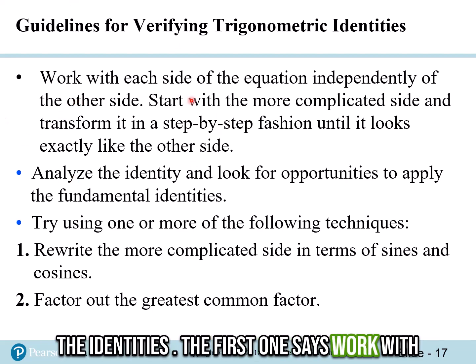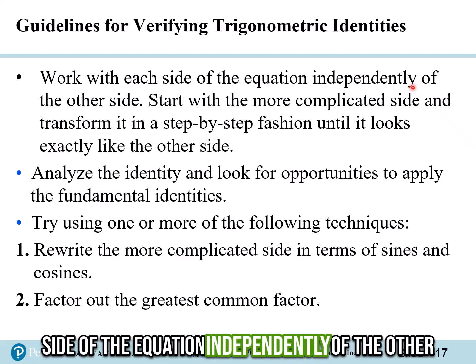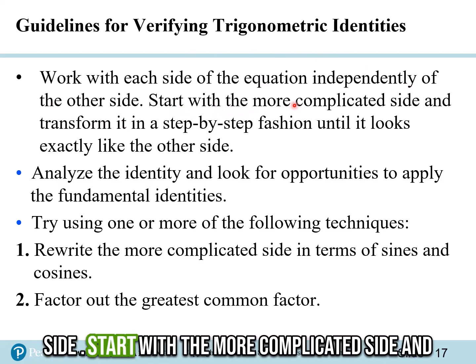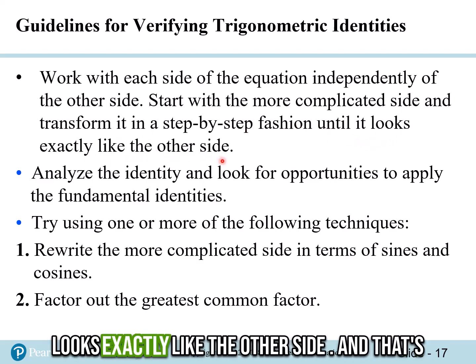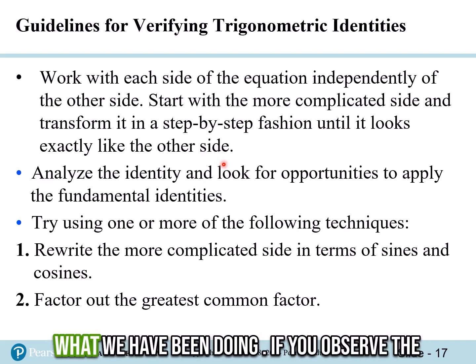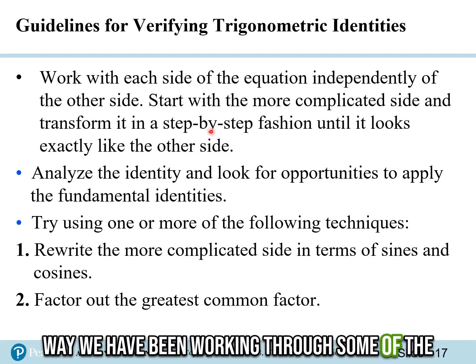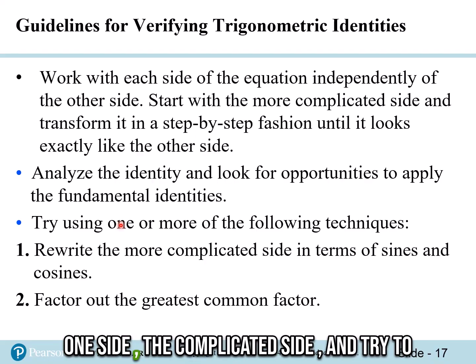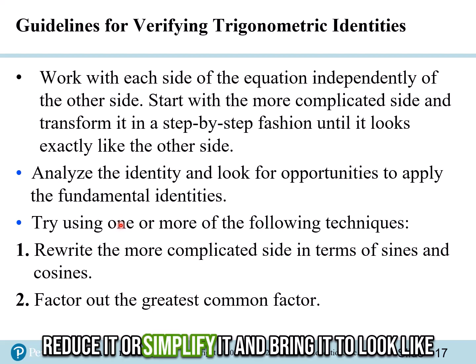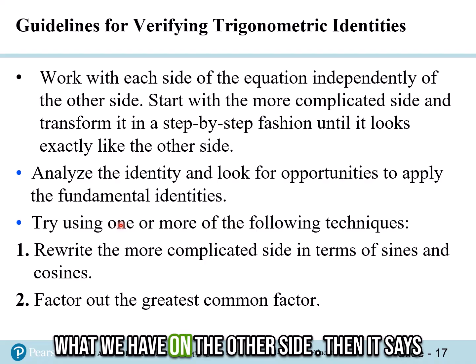The first one says work with each side of the equation independently of the other side. Start with the more complicated side and transform it in a step-by-step fashion until it looks exactly like the other side. And that's what we have been doing. If you observe the way we have been working through some of the other examples, we have been working with one side, the complicated side, and trying to simplify it and bring it to look like what we have on the other side.